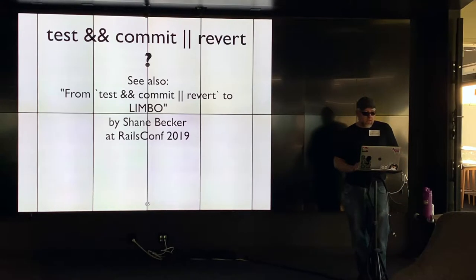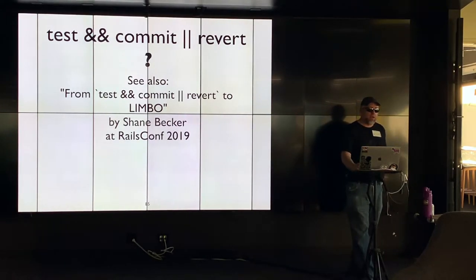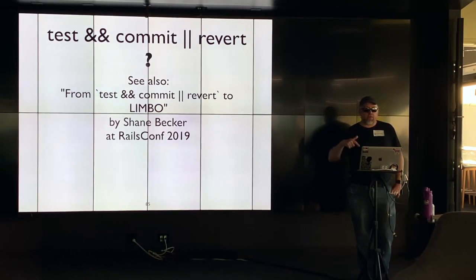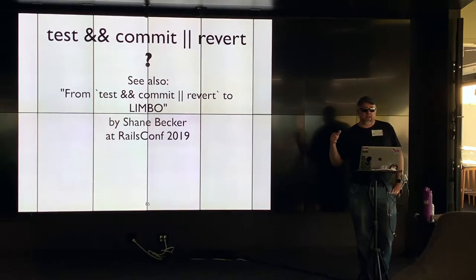Since I originally wrote this talk, Kent Beck wrote a blog post about a technique that he calls test and commit or revert, which is either brilliant or ridiculous. And I haven't quite decided which. The idea here is that you write some code and you save it in your editor, and then you run a command which runs the tests, and if the tests pass, it immediately, automatically commits all your changes to Git, and if the tests fail, it deletes all of your changes for you.